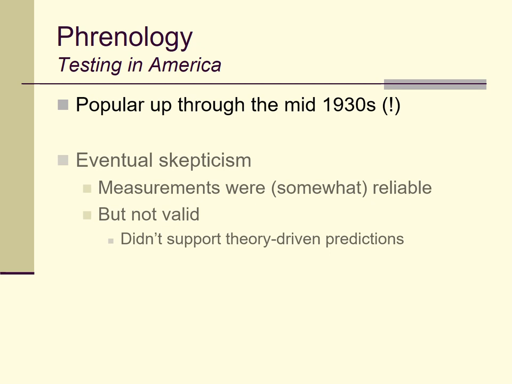Eventually, skepticism kind of overcame phrenology and the use of the psychograph. Measurements made by phrenologists were reliable, at least somewhat, in the sense that you could be trained to perform these measurements, or some of the measurements could be mechanized using instruments like the psychograph, but they weren't particularly valid. What I mean by that, and we'll talk about this a lot across the semester, is that those test results didn't really correspond to any predictions that you could make based on relevant theory of mental processes such as personality, mental abilities, or the like. So you could have a psychograph done, and it wouldn't really tell you much of anything. And that lack of validity is really the nail in the coffin of any testing, in this case, the testing in phrenology.